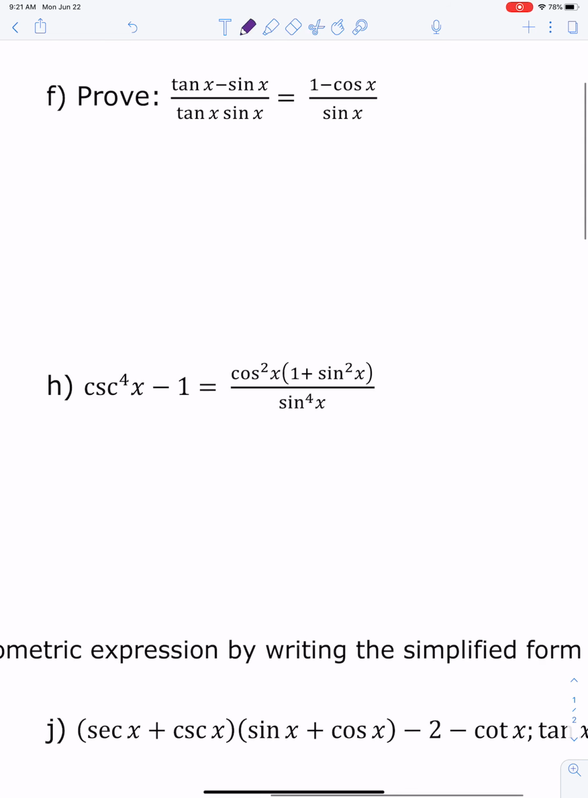F, I got tangent x minus sine x over tangent x times sine x equals 1 minus cosine x over sine x. That left-hand side definitely looks more complicated. And so I'm going to start the same way I did on E, and that is rewriting tangent as sine over cosine: sine x over cosine x, minus we have a sine x up here, all over our denominator, which looks like sine x over cosine x times sine x.